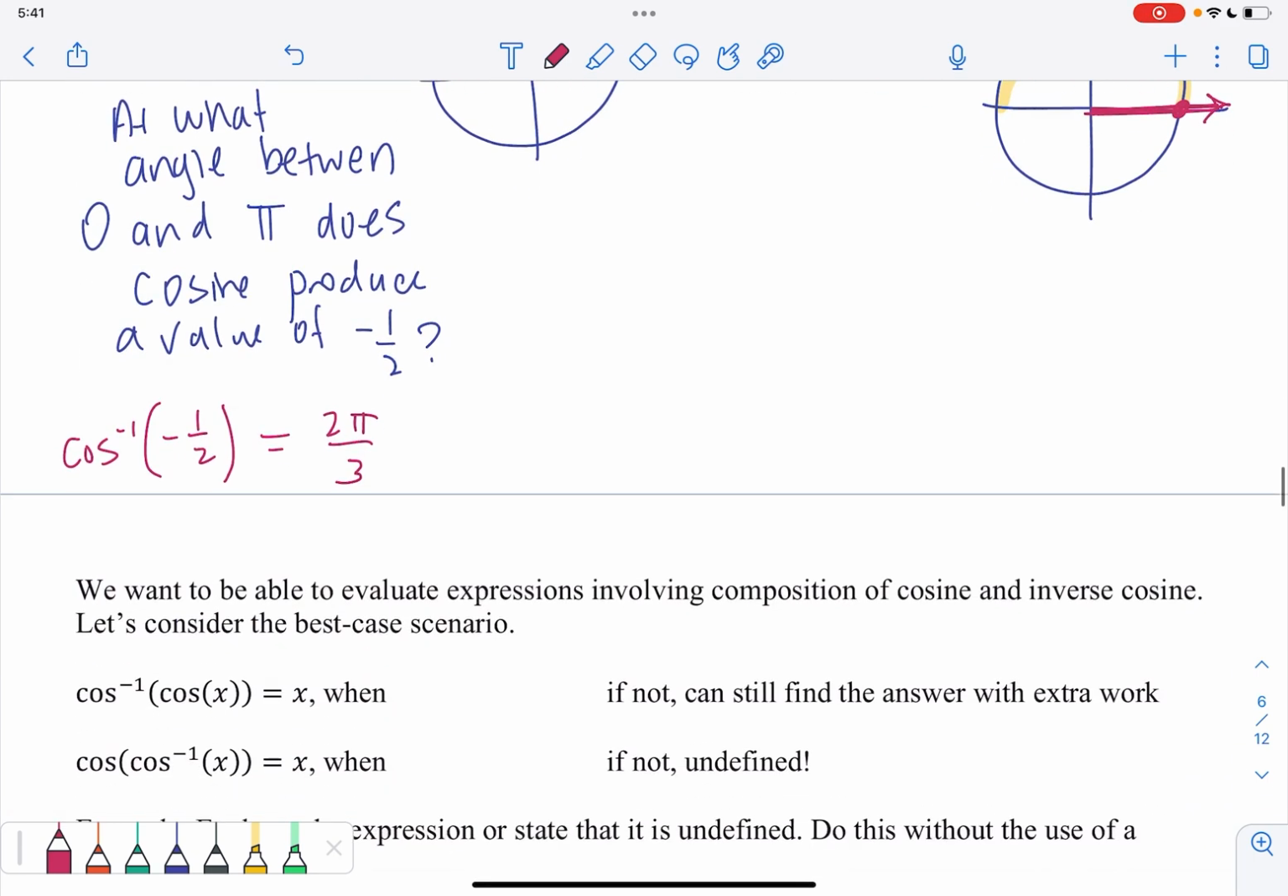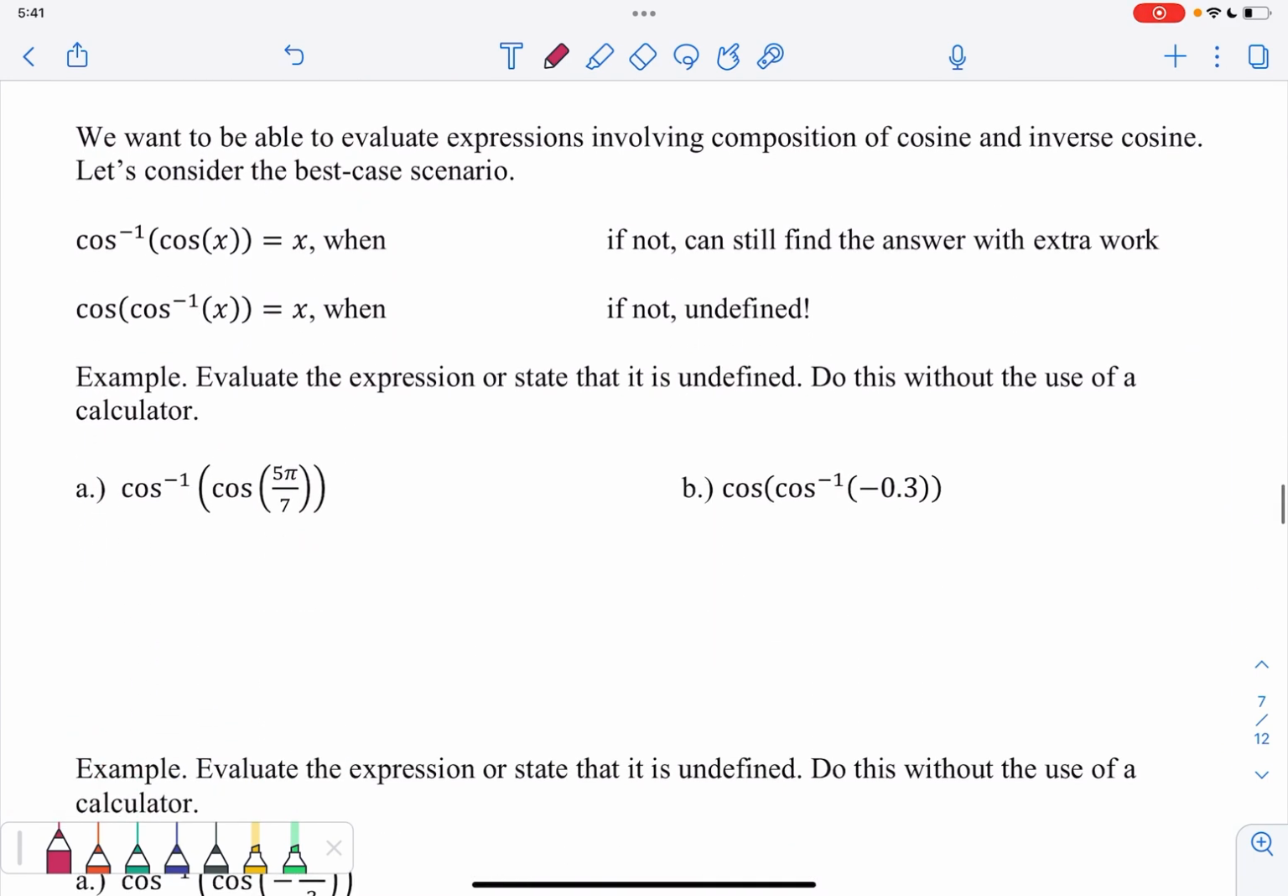So let's look at when I want to evaluate expressions involving composition of cosine and inverse cosine. It's very similar to sine, where we have some issues, but we can work around some of them and not others. So let's take case 1. Cosine inverse is the outside function. Cosine is the inside function.